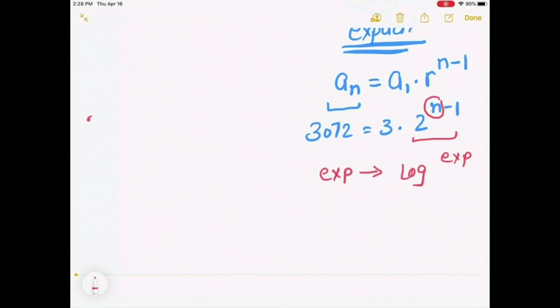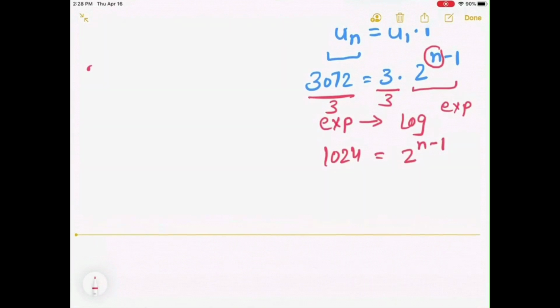Okay, first you need to isolate. So I would divide by 3. This becomes 1024. It's equal to 2^(n minus 1). So now this exponential is by itself.